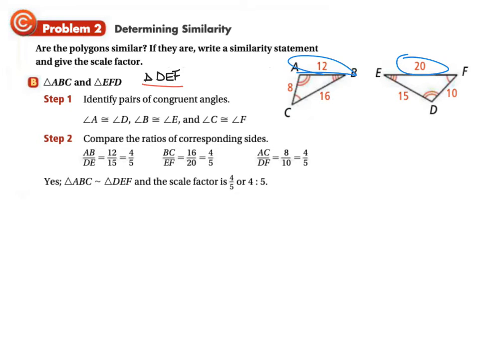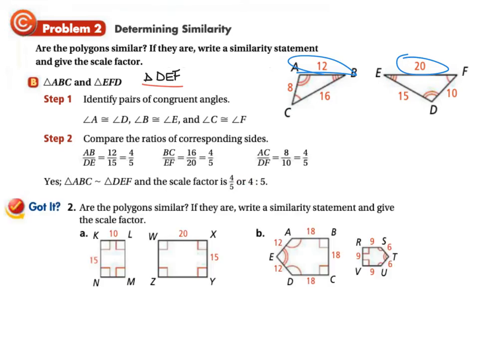And when we set those ratios up, AB is to DE, you get 4 over 5 simplified, okay? BC is to EF, 4 over 5. AC is to DF, 4 over 5. So yes, you can write that similarity statement, triangle ABC similar to triangle DEF, lining up those correct vertices, and the scale factor is 4 to 5. So now you try it with your got it problems here.